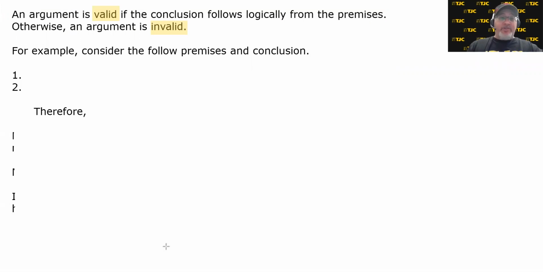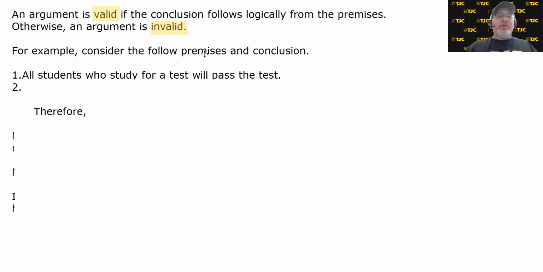Let's take a look at another example. Keep in mind that I haven't shown you how to determine if a conclusion must follow, in other words, how to determine if an entire argument, premises and conclusion, is valid or not. But let's take a look at this one and see if you can draw a conclusion. Statement number 1: all students who study for a test will pass the test. I'm not asking if this is true or false. We're going to say, if this is true, must the conclusion follow. All students who study for a test will pass the test.